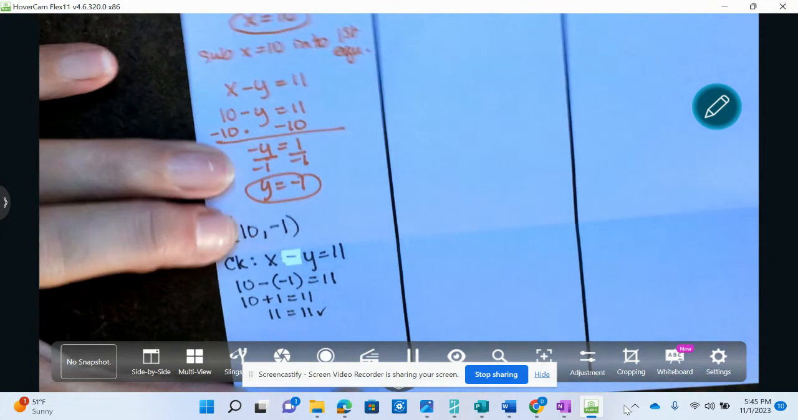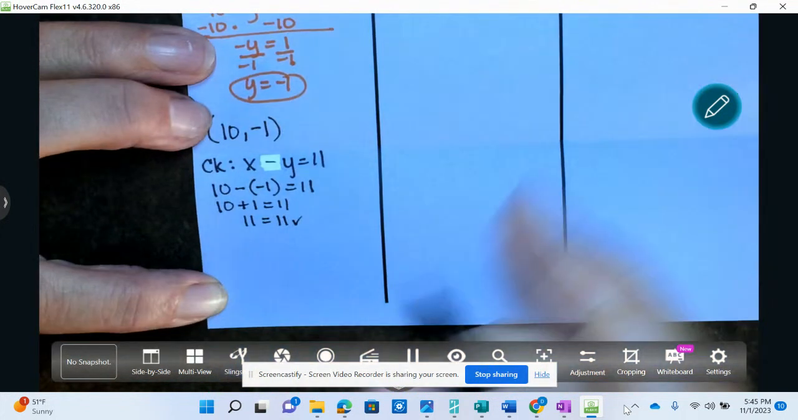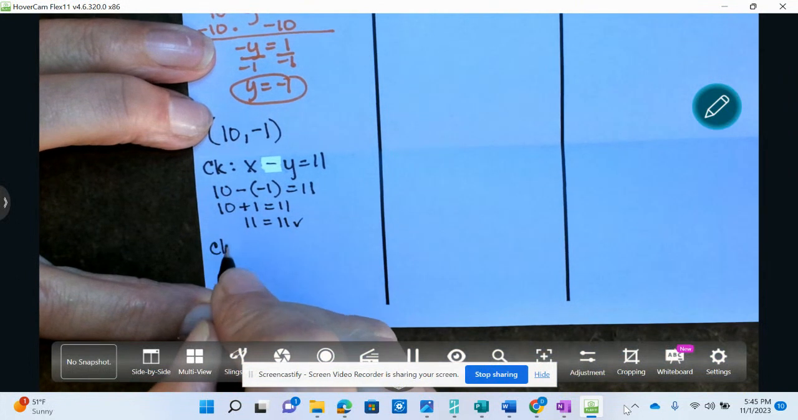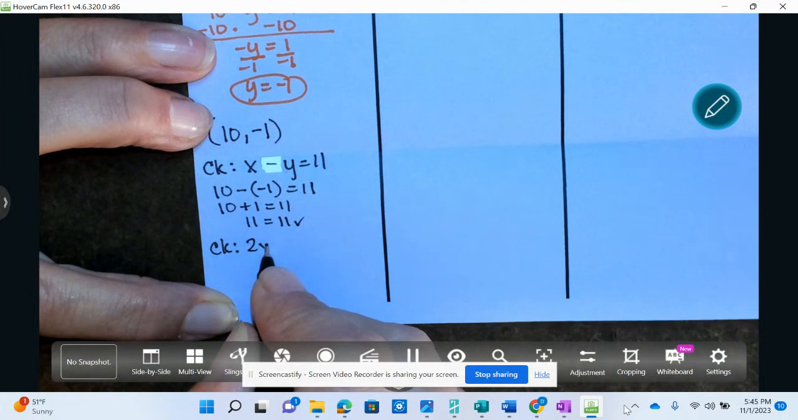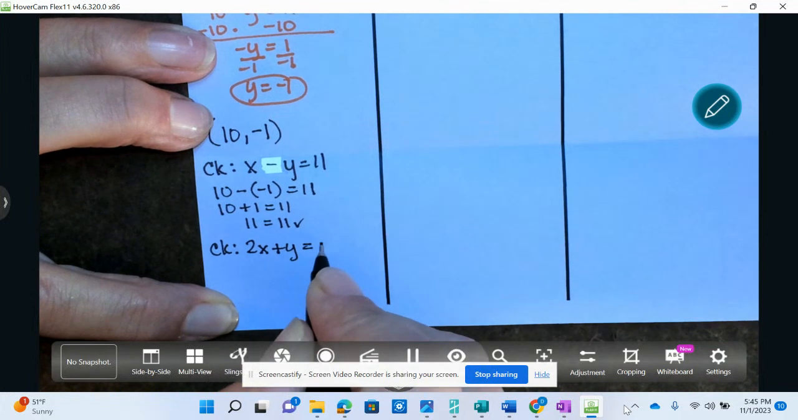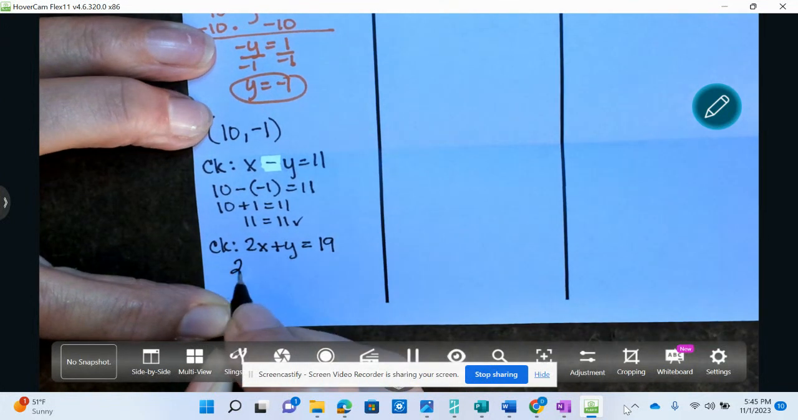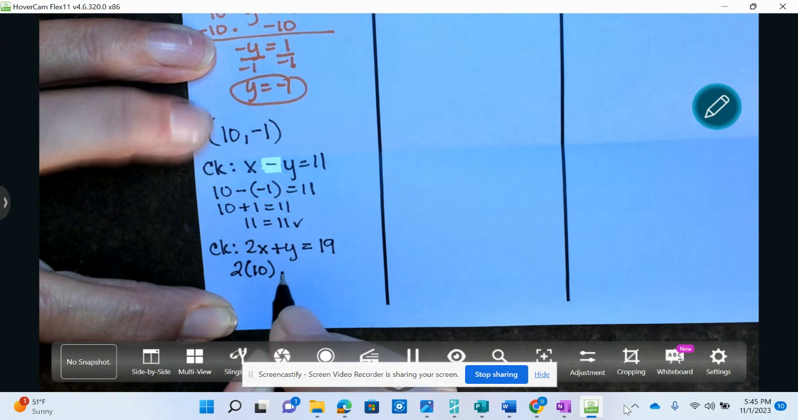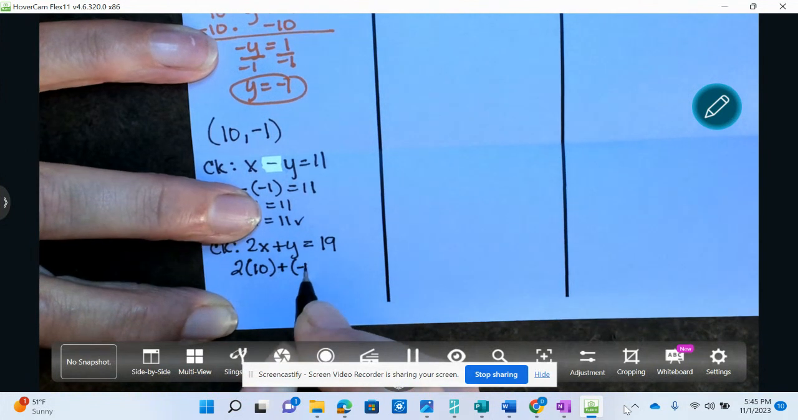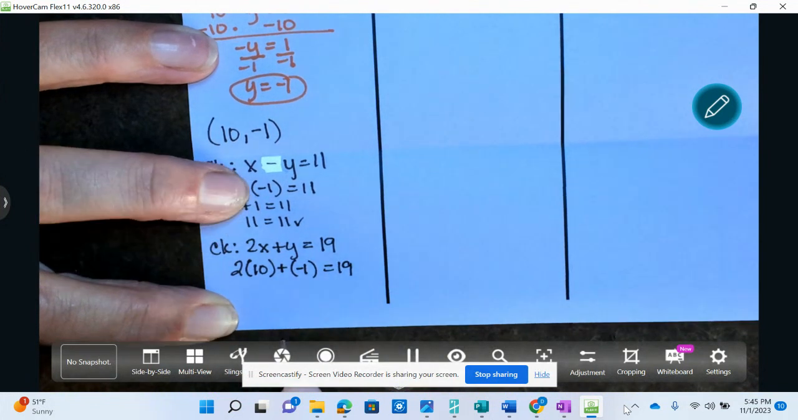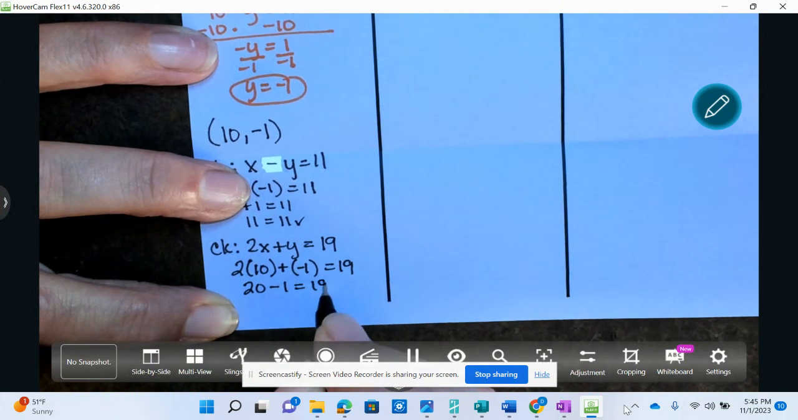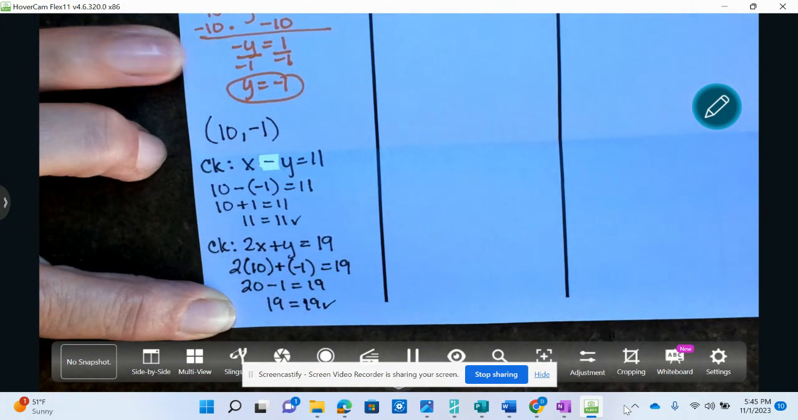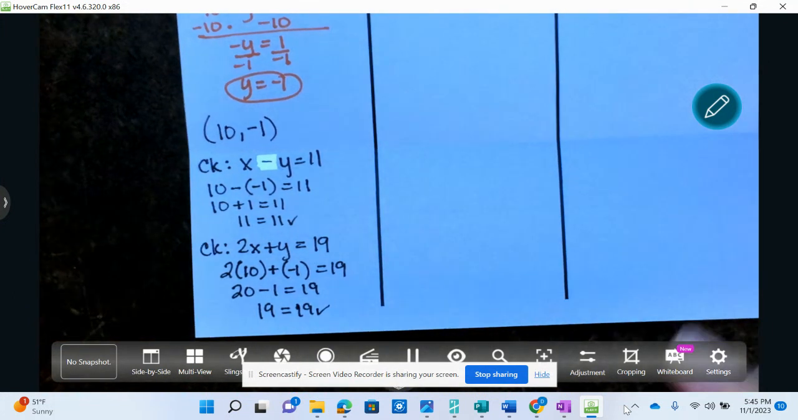So that one works. Now let's try the second equation. So I'm going to do the check for the second one. I have 2x plus y equals 19. 2 times x, which is 10, plus y, which is negative 1, equals 19. Well, 2 times 10 is 20. 20 minus 1 is, in fact, 19. Okay. All right, we're going to do it again.